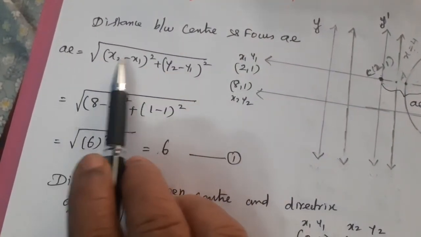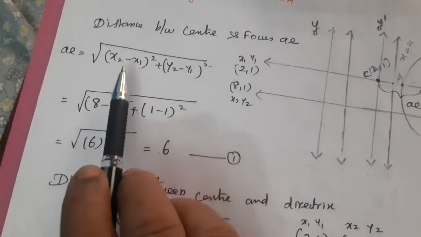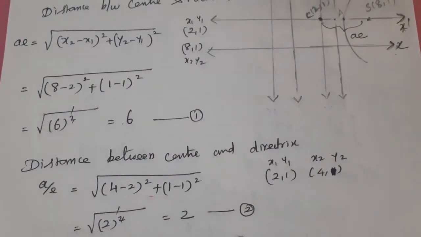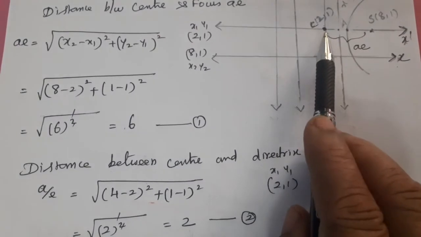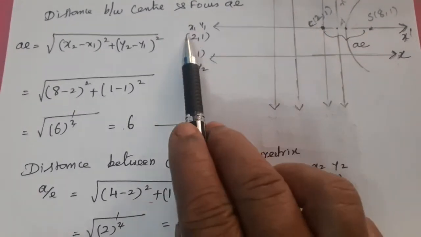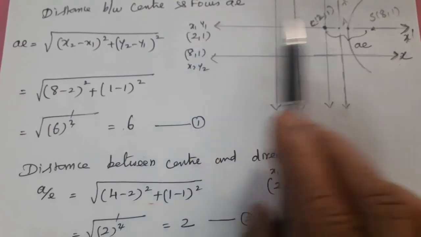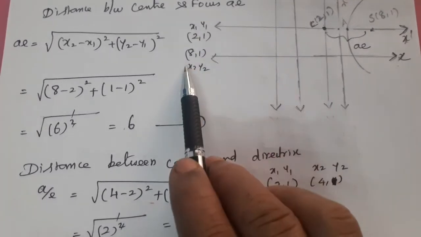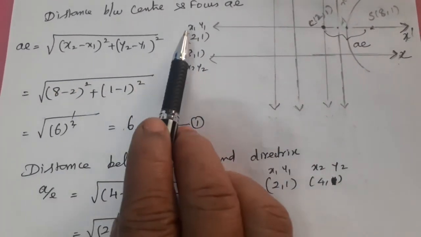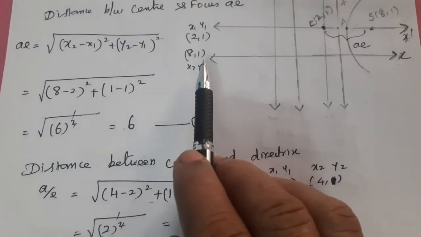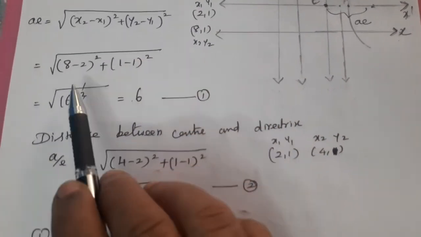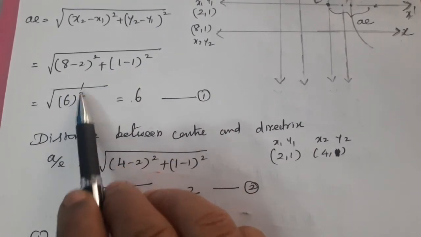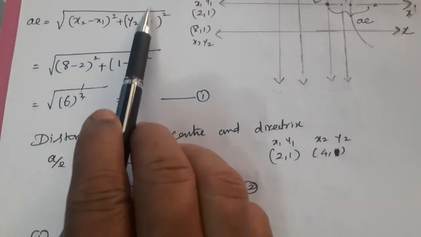So AE equals root of x2 minus x1 the whole square plus y2 minus y1 the whole square, applying the distance formula from coordinate geometry. The center is 2 comma 1, taken as x1, y1. The focus point is 8 comma 1, taken as x2, y2. So 8 minus 2 the whole square plus 1 minus 1 the whole square. 8 minus 2 is 6 square, 1 minus 1 is 0. So square and root cancel, and we get 6, using the distance formula from the center and the focus.